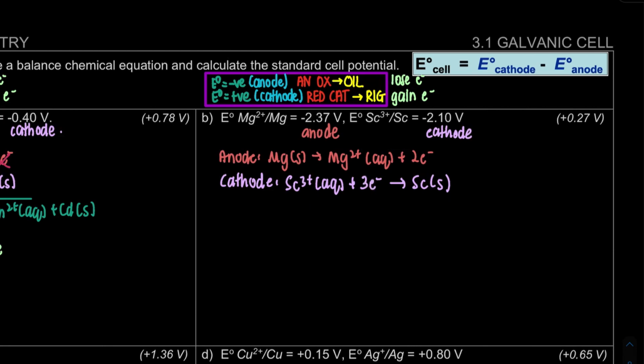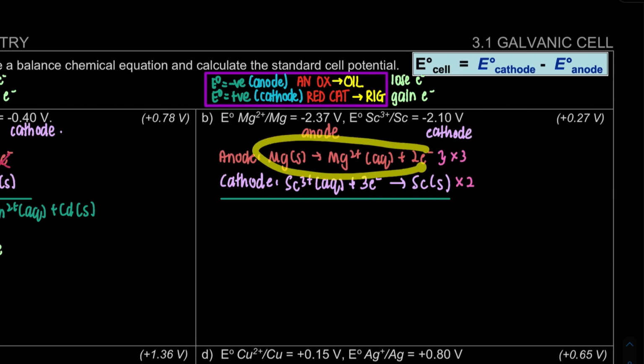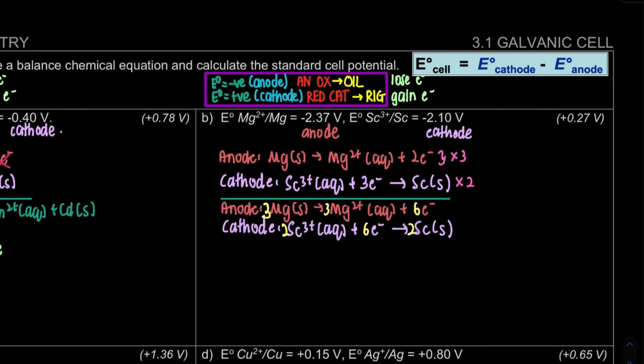Okay, so next we're going to balance it out. This one is different because the number of electrons is different. Here is 2, here is 3. When we want to simplify, the electrons must be the same. So what we're going to do is multiply. The anode we multiply by 3, the cathode we multiply by 2. For the multiplication, multiply the whole equation, not just the electrons. We also need to multiply the magnesium and the scandium here. So now the electrons are balanced, or the same.